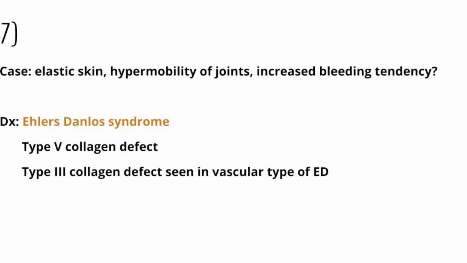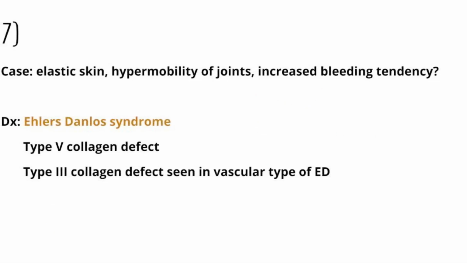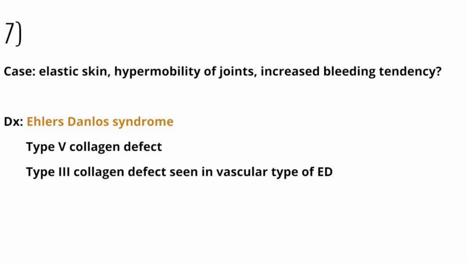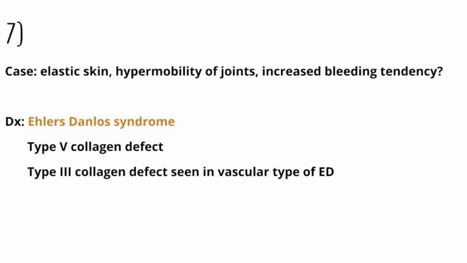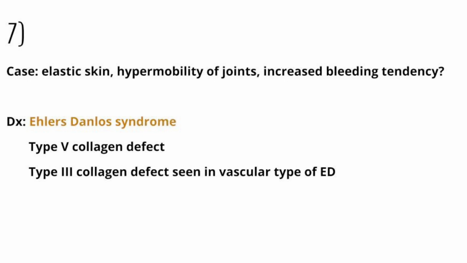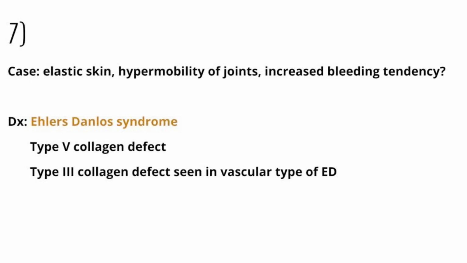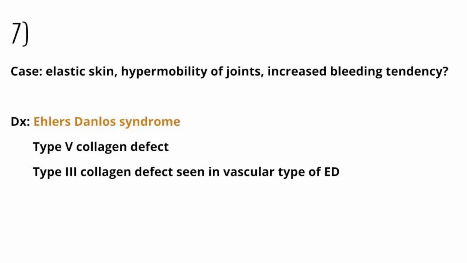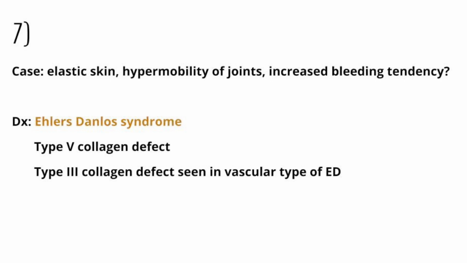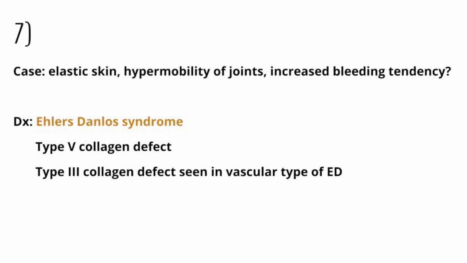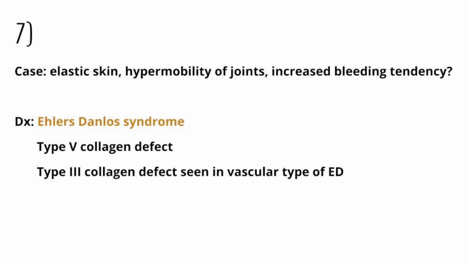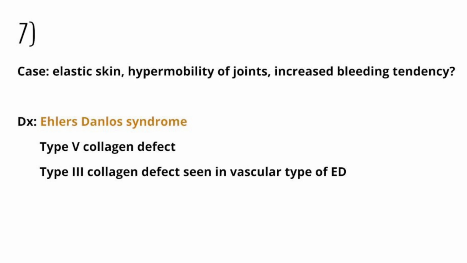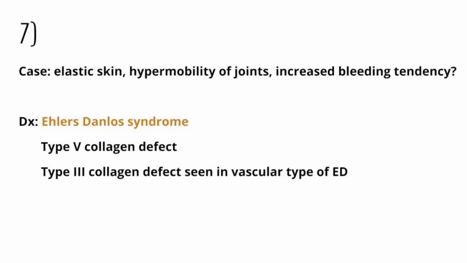Seventh case scenario: there is a patient having elastic skin, hypermobility of joints, and increased bleeding tendency. The first two clinical features, elastic skin and hypermobility of joints, are also seen in Marfan's and homocystinuria, whereas the third one is the important one here, that is increased bleeding tendency, which causes easy bruising. It is only seen in Ehlers-Danlos syndrome along with the first two symptoms. There are multiple types of Ehlers-Danlos syndrome with multiple inheritance patterns and severity varies among them. It can be autosomal dominant or recessive. It may be associated with joint dislocation, berry and aortic aneurysms, and also organ rupture.